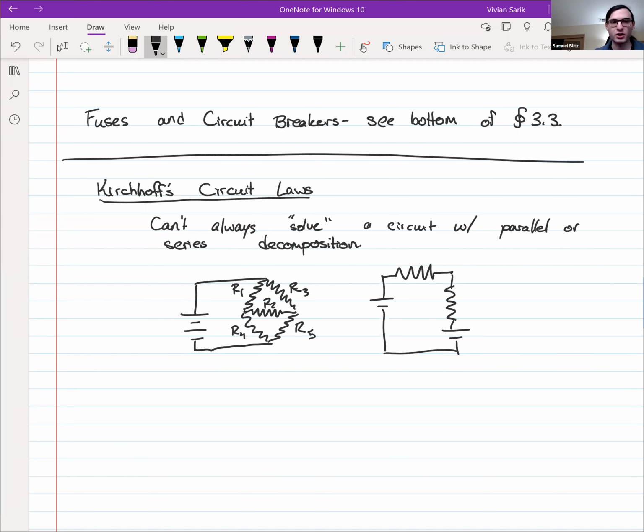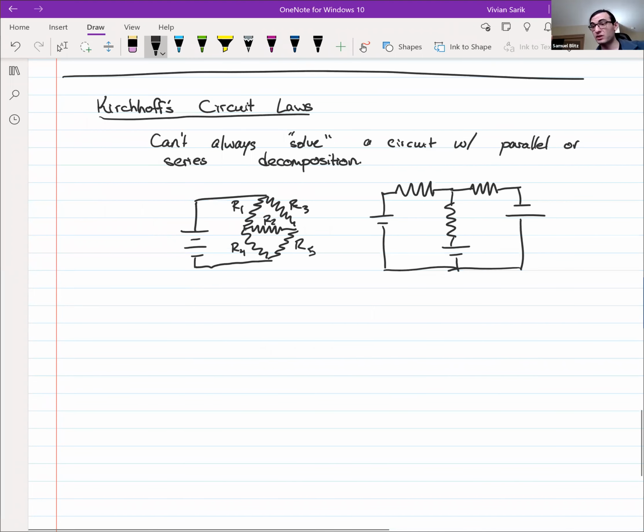And maybe you have a resistor here, and then maybe a battery in reverse here, and so on. You can't use parallel or series decomposition there because they're not in parallel or series. Or what if you have resistors and capacitors together? Well, you can't just use a formula to replace a resistor and capacitor in series with just either a resistor or just a capacitor.